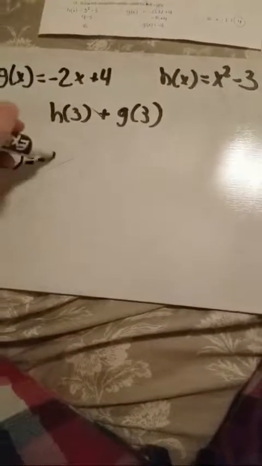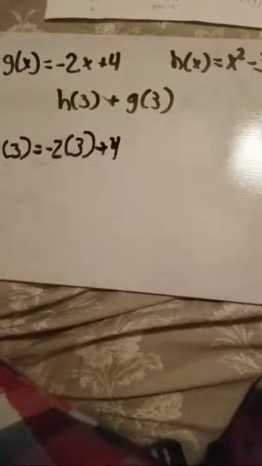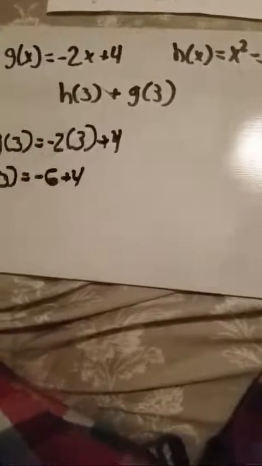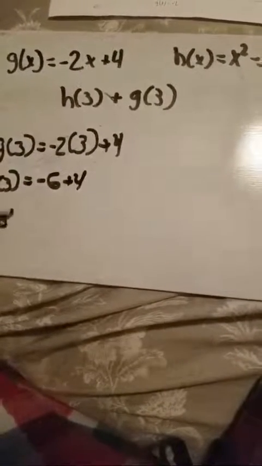So let's do it. It says g is 3, so I'm going to plug in g of 3 equals negative 2 times 3 plus 4. G of 3 equals negative 6 plus 4. G of 3 equals negative 2. So now I'm just going to write a little negative 2 up there so I know what's going on.